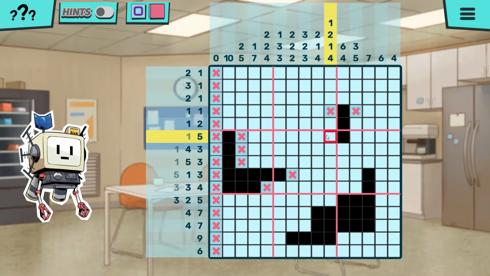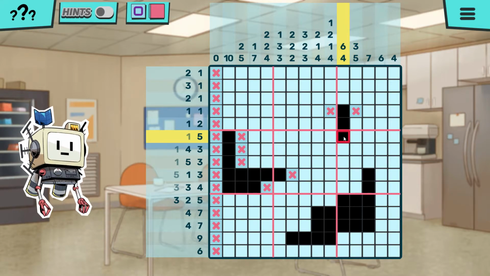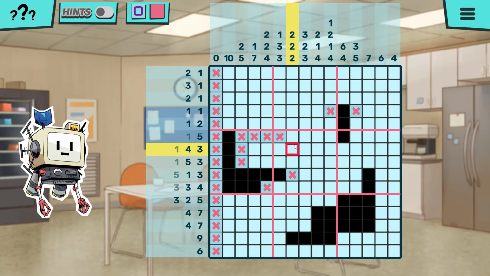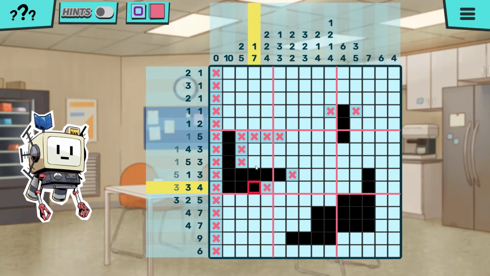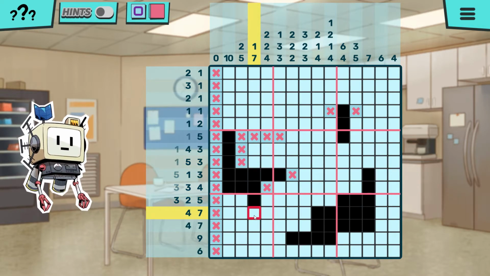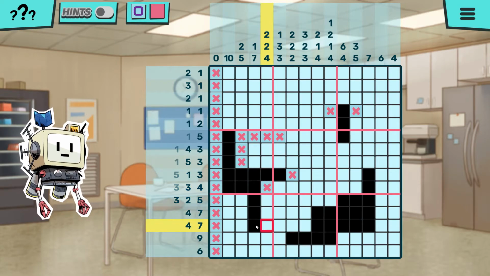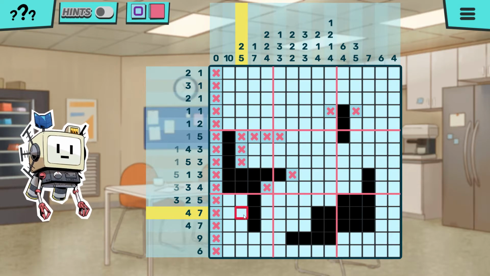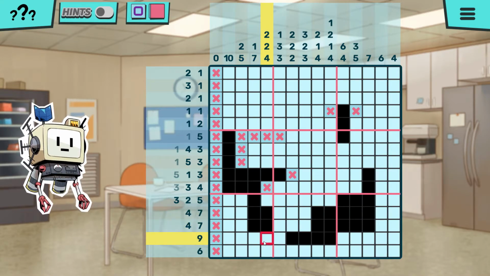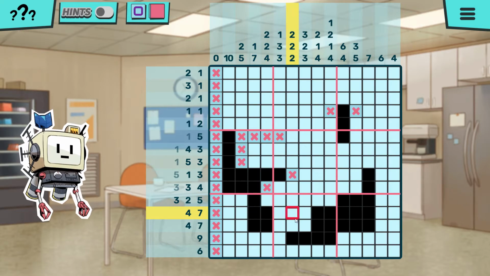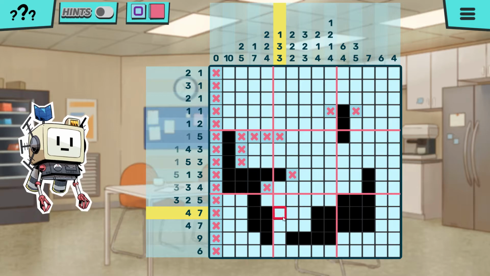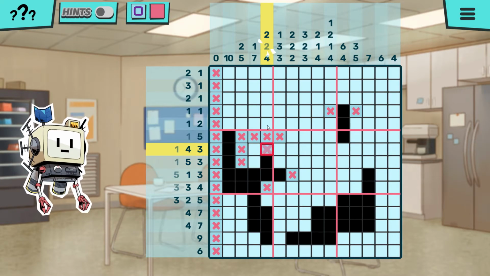We've got a 5 in this row, so this needs to... Wait, 1, 2, 3, 4, 5. So this needs to be blank. That automatically means since this needs to be the 7, we've got 1, 2, 3, 4, 5, 6, 7 here. That means since this has to be the 4, we've got 1, 2, 3, 4 in both of these. We've got a 4 to finish off with here, so this needs to be filled out. We can fill out this too.